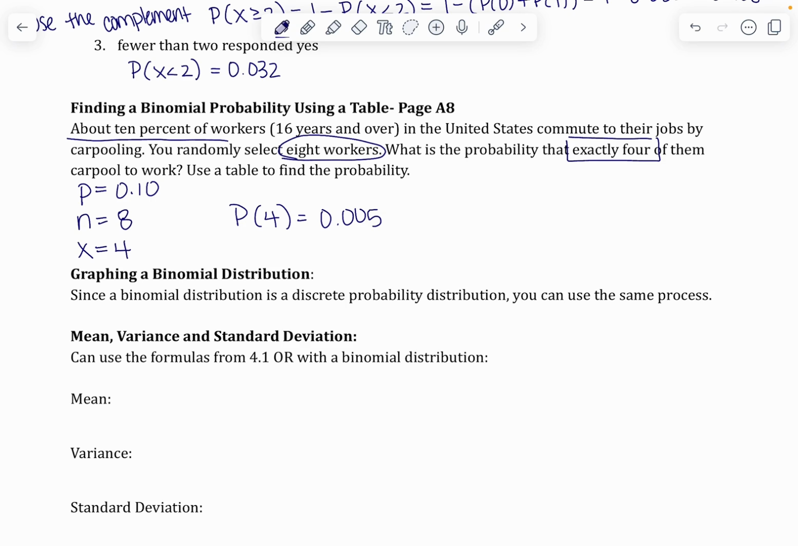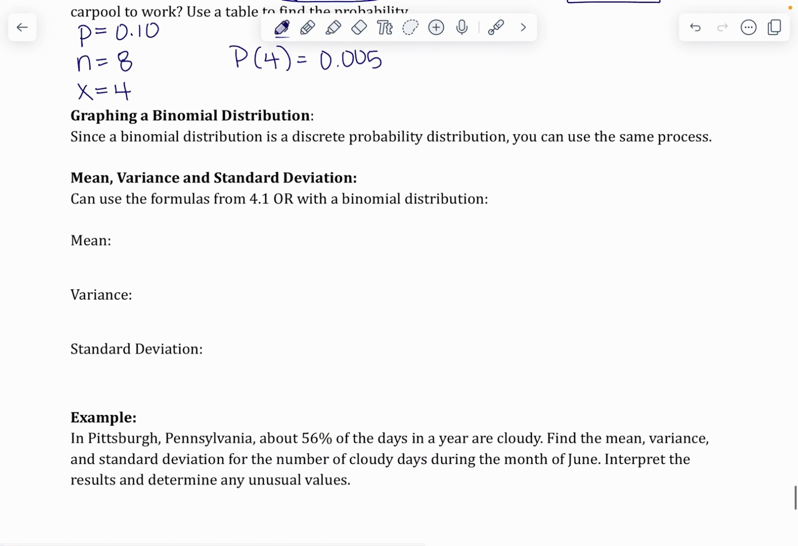Now, this only works if you have a probability that exists on that table. I guarantee you will have one of each type moving forward. Okay? You'll be expected to use the formula, and then you'll be able to use the table if you choose. Okay, couple of last little things. Graphing a binomial distribution, it's a discrete probability distribution, so you can use the same process by graphing a histogram. And then mean, variance, and standard deviation, you can use the same formulas as what we did in 2-4. Or with a binomial distribution, we have some shortcuts.